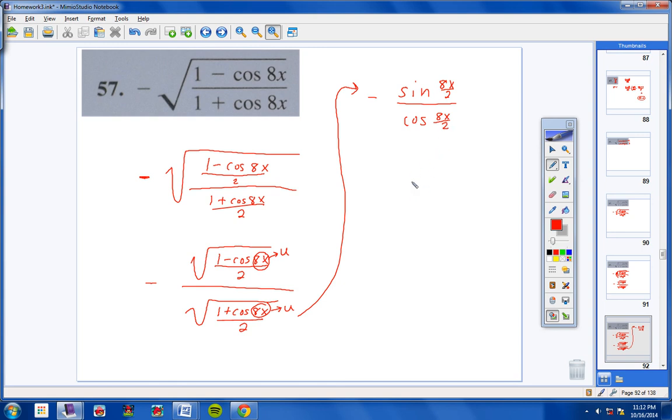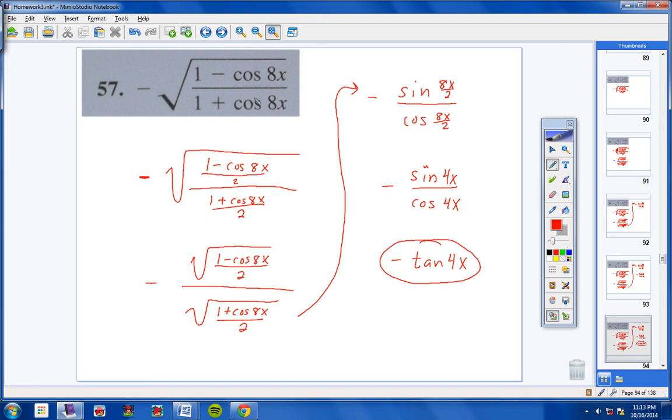Now, next, I can take 8x over 2, 8x over 2, and make those 4x. Okay? So 4x, 4x, so sine of 4x, cosine of 4x. Now, sine over cosine is tangent. So next I have tangent. Now that's good enough for me. On a test or a quiz, that's perfect.